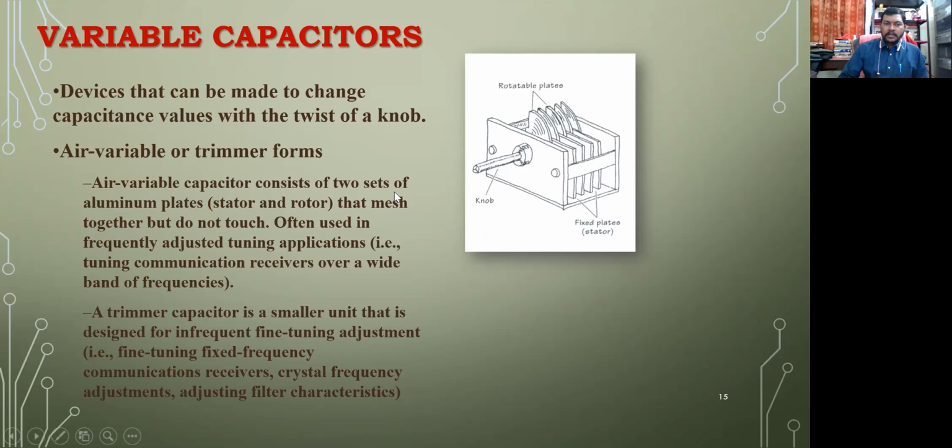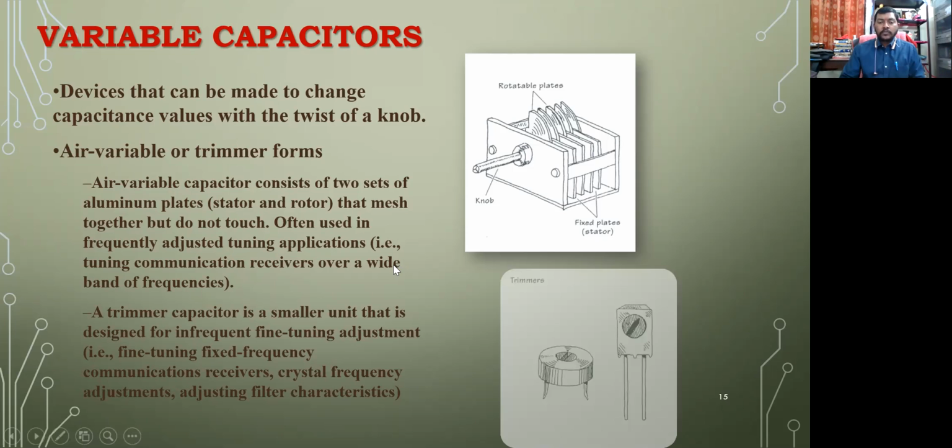An air variable capacitor consists of two sets of aluminum plates, stator and rotor. These are called the stator, and these are the rotor plates that mesh together but do not touch, often used in frequently adjusted tuning applications. We know that earlier there were radios which were tuned. If you need to tune some band, you have to rotate those knobs and set at a particular channel, right? So accordingly, we used this. We were using this sort of connection for telecommunication systems.